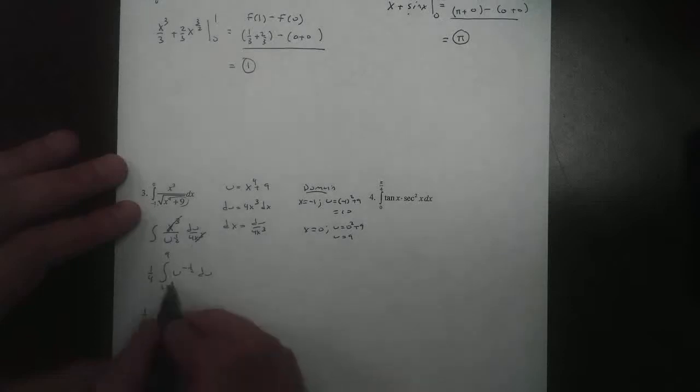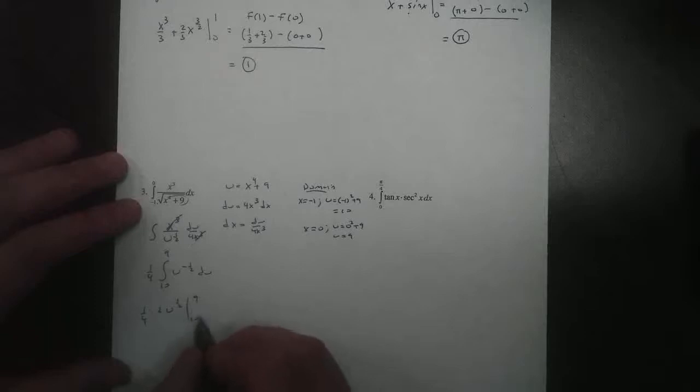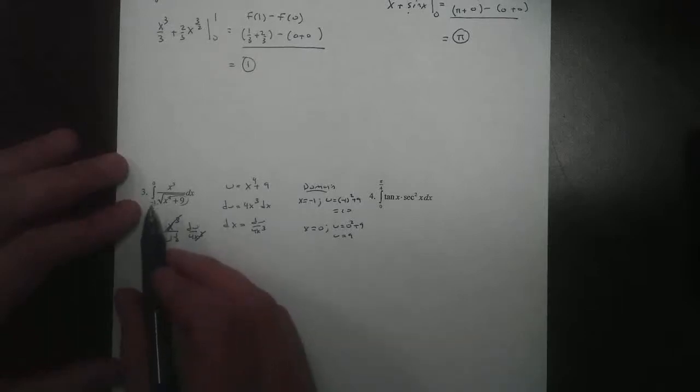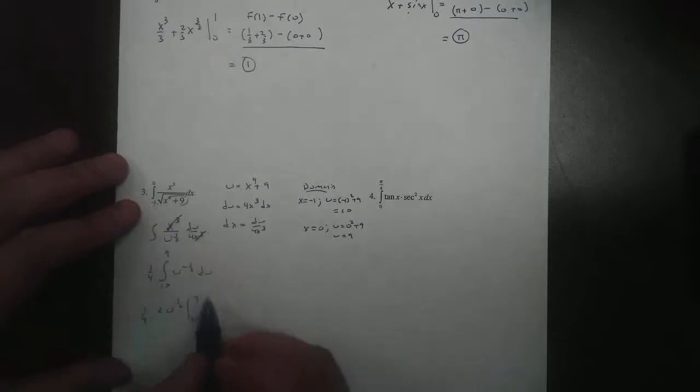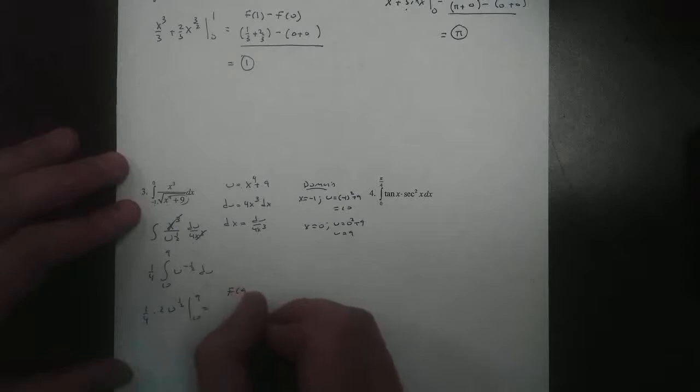I get 1/2. This becomes u to the 1/2 times 2. And I'm going to evaluate that from 10 to 9. Don't switch those. We always said the lower one was on bottom. But remember, in the original, the lower one was on bottom. We're just substituting in for that. And if I solve this, f of 9 minus f of 10.